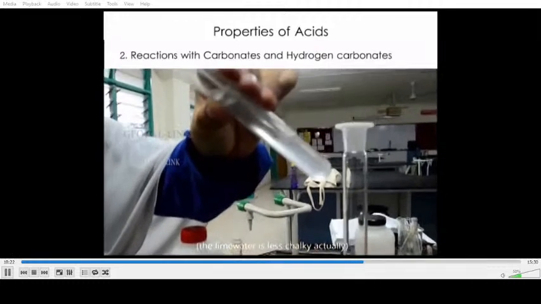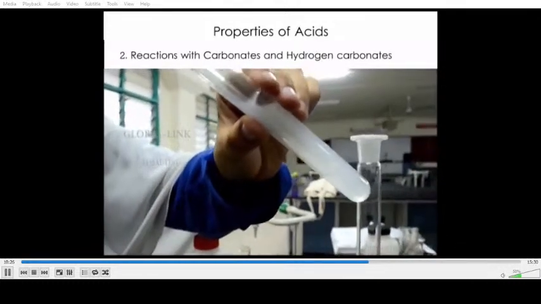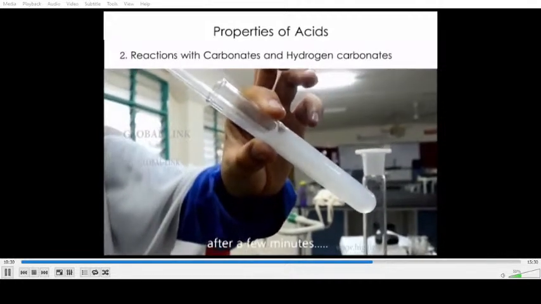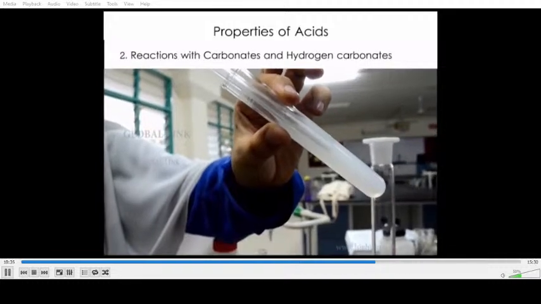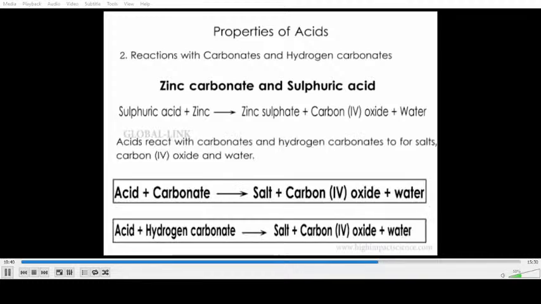When the gas is bubbled through lime water, a white precipitate is formed, indicating that it's carbon dioxide. The reaction taking place can be represented by this equation. And so acids react with carbonates and hydrogen carbonates to form salts, carbon dioxide, and water.